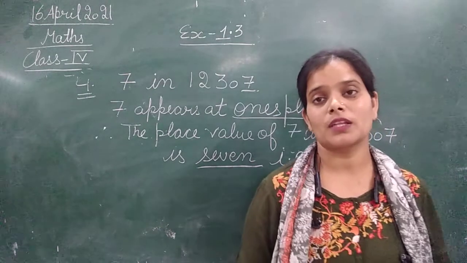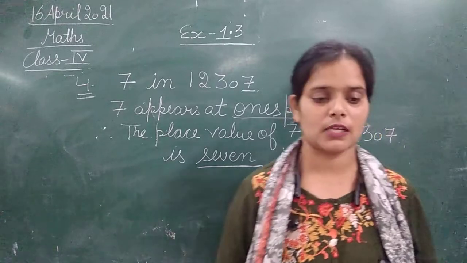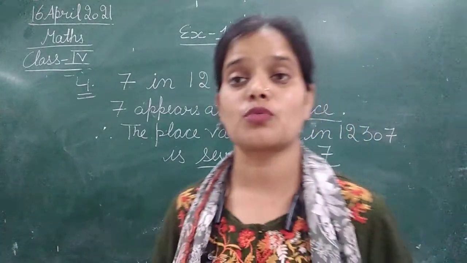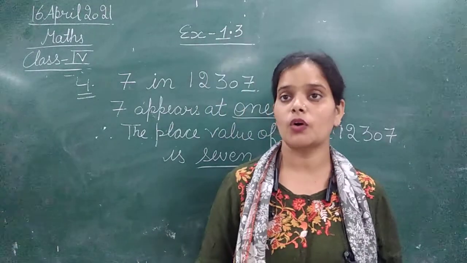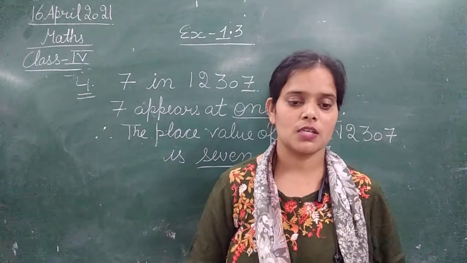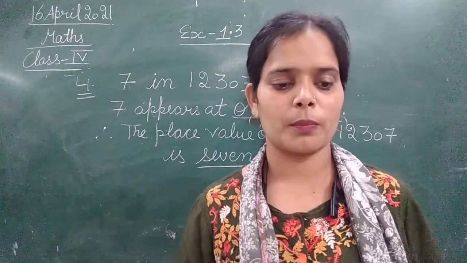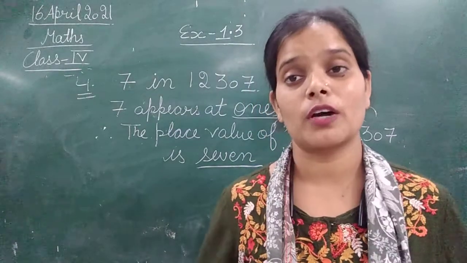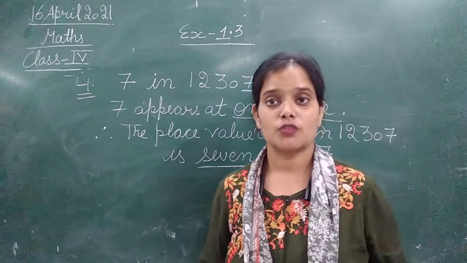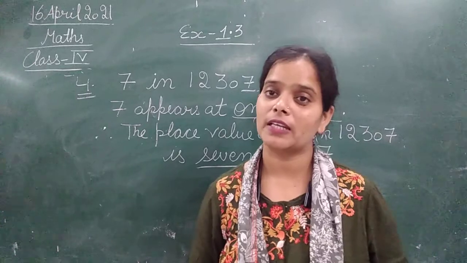So we have done the 4 sums from exercise 1.3, and the topic was place value. I hope you are now able to calculate the place values of the given numbers in the different sums. The next 4 parts, 5, 6, 7, 8, are there, so try to do them by yourself. If it is correct, that is okay; if not, you can correct it in the next session by watching the next video.